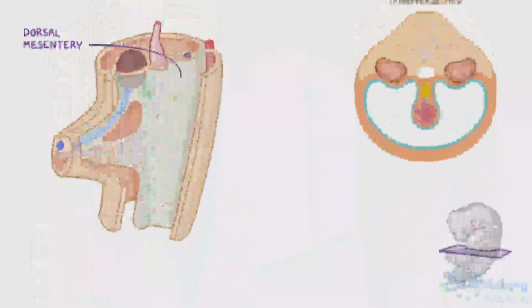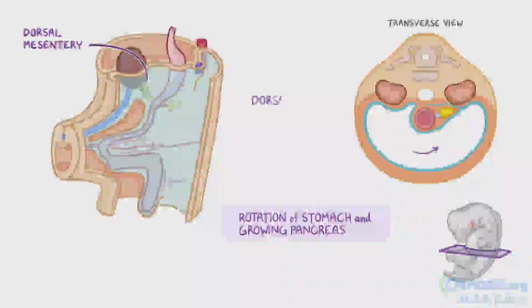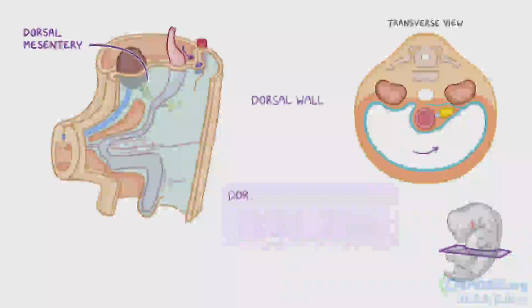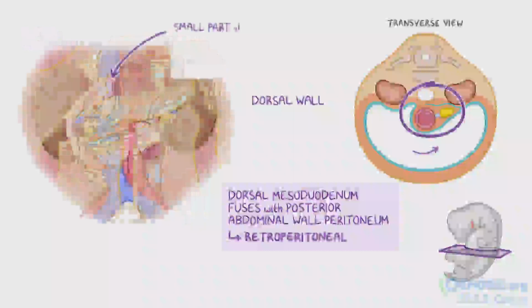Now that we've covered the ventral mesentery, let's see how the embryonic dorsal mesentery gives rise to adult structures. Due to the rotation of the stomach and the growing pancreas, the duodenum moves from the midline to the right side of the peritoneal cavity. This pushes the duodenum and pancreatic head against the dorsal body wall, where the right surface of the dorsal mesoduodenum fuses with the posterior abdominal wall peritoneum, making these two organs secondarily retroperitoneal. However, a small part of the proximal duodenum does remain intraperitoneal, which is the part attached to the stomach.